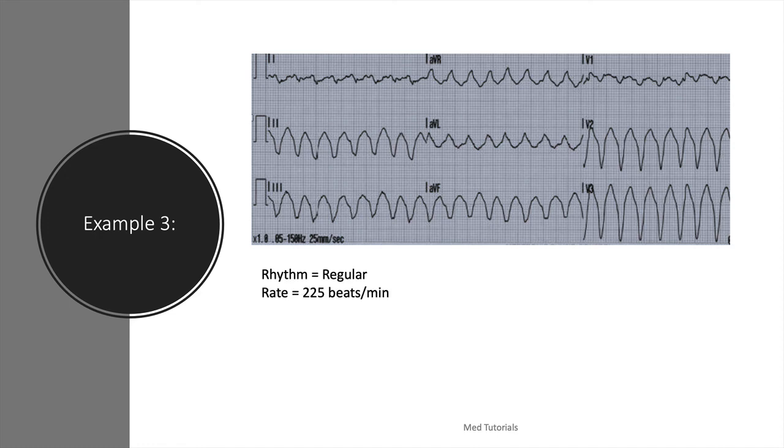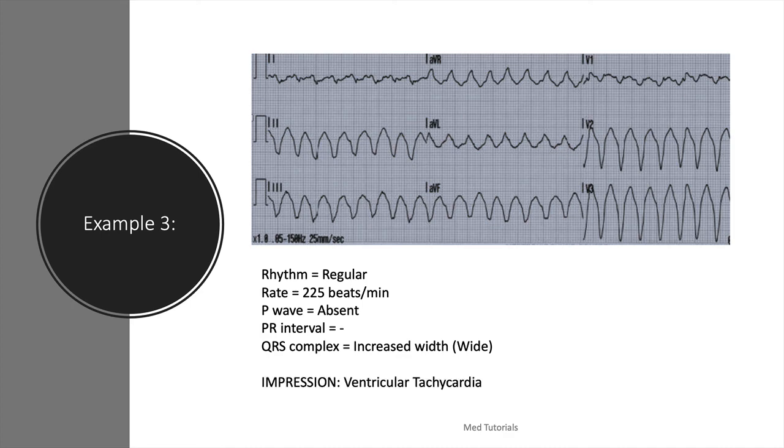So the rhythm is regular, the rate is 225 beats per minute, the P wave is absent, so no PR interval. Now the important thing that we notice is the QRS complex, it's wide, it's increased width. So a broad QRS complex tachycardia should immediately alert you to ventricular tachycardia.